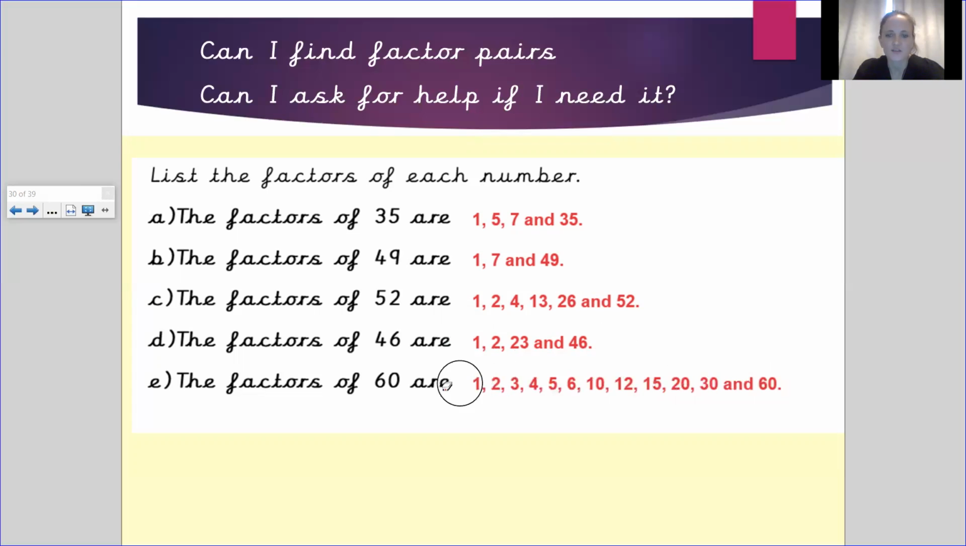And then the factors of 60, we have quite a few because it's quite a big number. It's also an even number, which makes it a bit easier to find factor pairs. So 1 and 60, 2 and 30, 3 and 20, 4 and 15, 5 and 12, and 6 and 10. Those are the factor pairs of those products, or those answers to the multiplication questions.